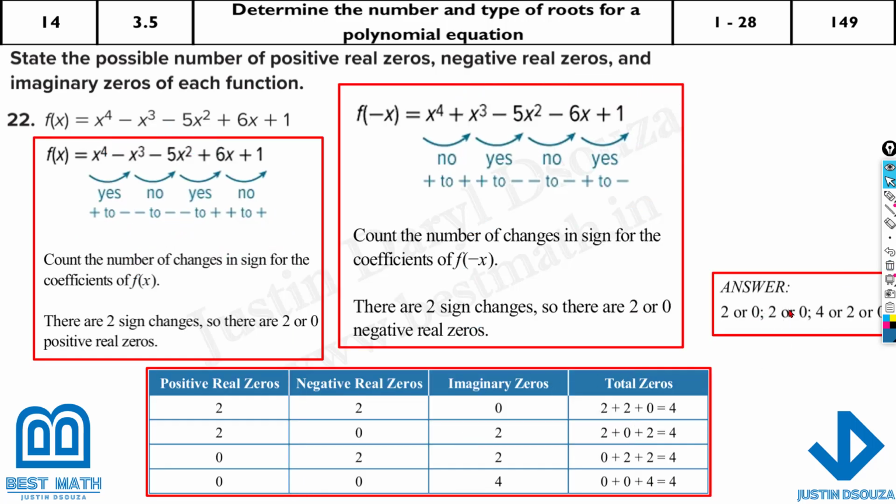So you can write it out 2 or 0, 2 or 0, 4 or 2 or 0. Here, this is very important with the imaginary part because both can be 0, isn't it? Positive or negative. Then all the 4 will be imaginary roots itself. So this is a very important thing to remember.